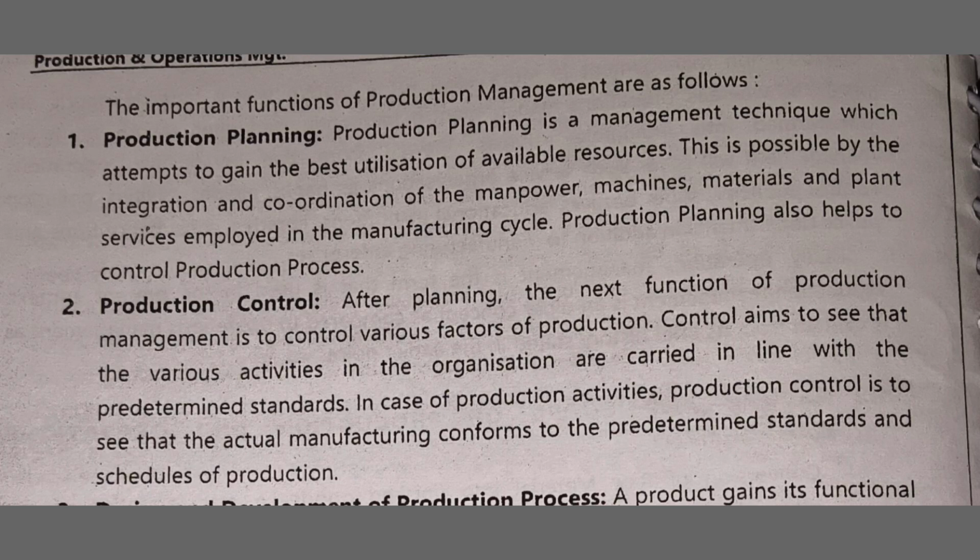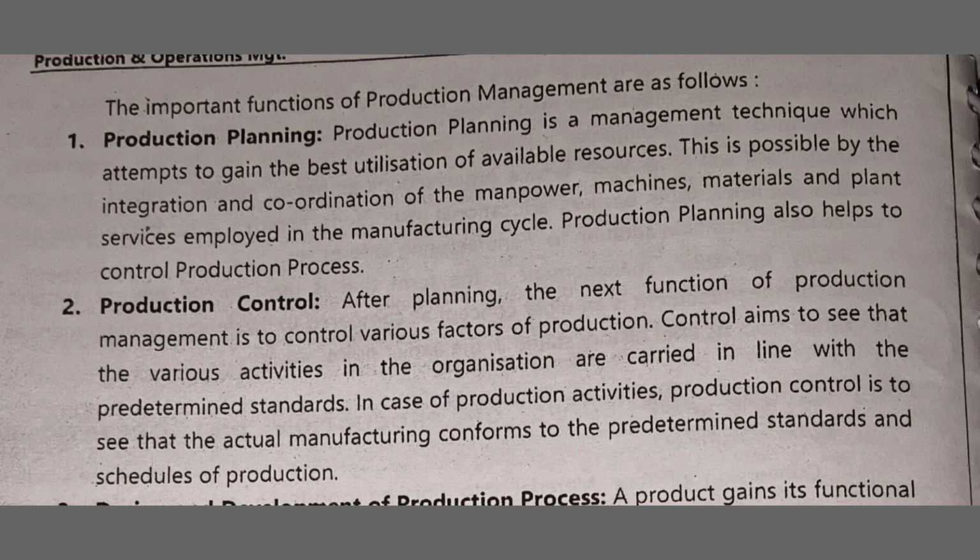First, production planning. Production planning is a management technique which attempts to gain the best utilization of available resources. This is possible by the integration and coordination of the manpower, machine, material, and plant service employed in the manufacturing cycle. Production planning also helps to control the production process.